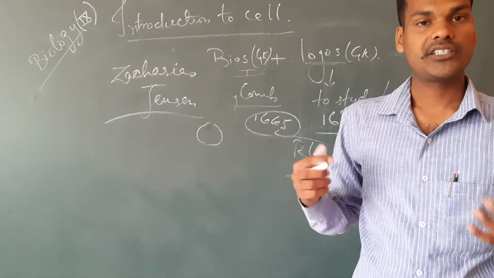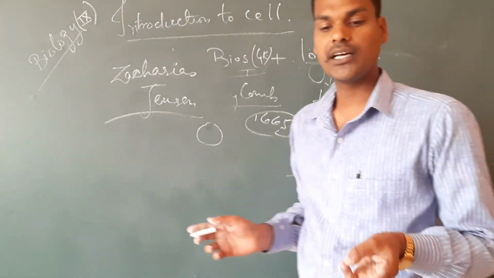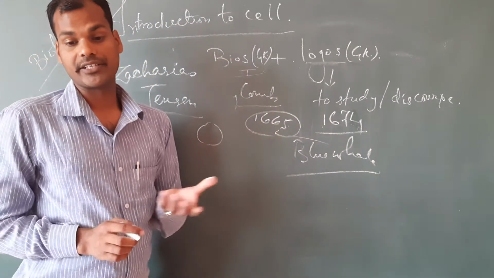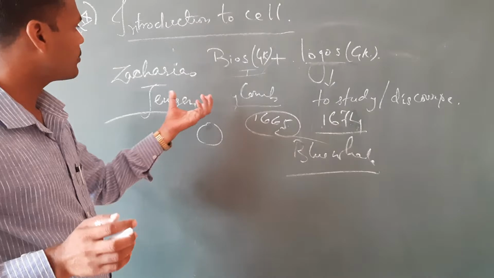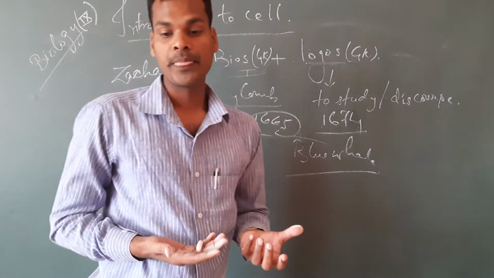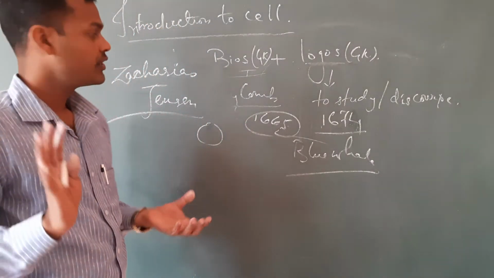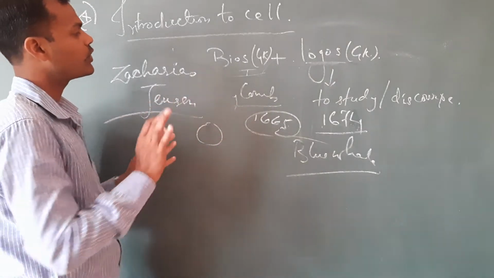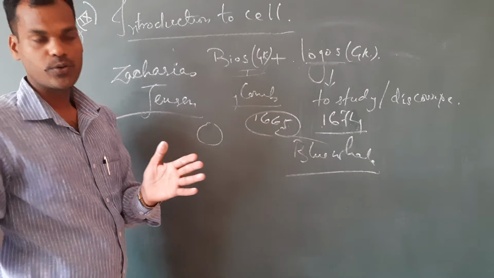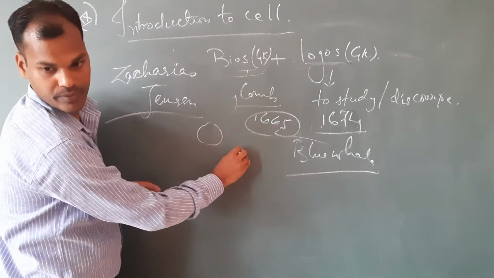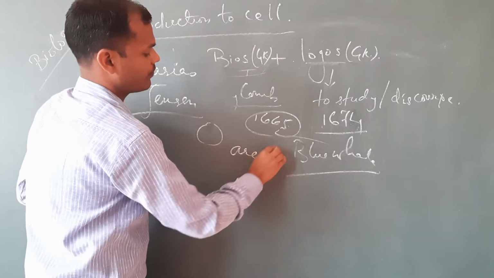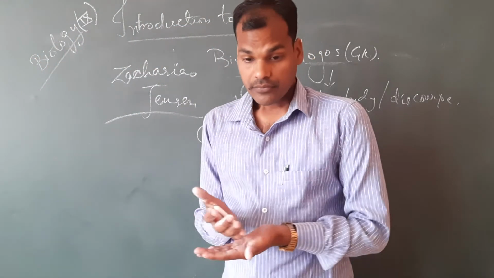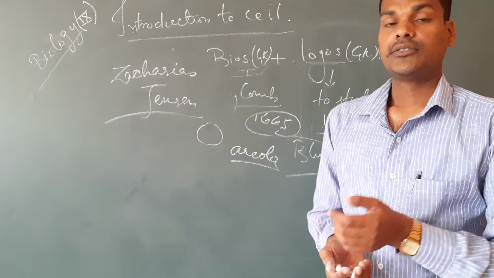Then the ultrastructure within the cell was discovered, like the nucleus, the mitochondria, etc. So you can see Robert Brown in 1831 observed a dense structure within the cell and he called it the nucleus. Not nucleus at that time, later it was called nucleus. He told that name, that was areola. Areola.